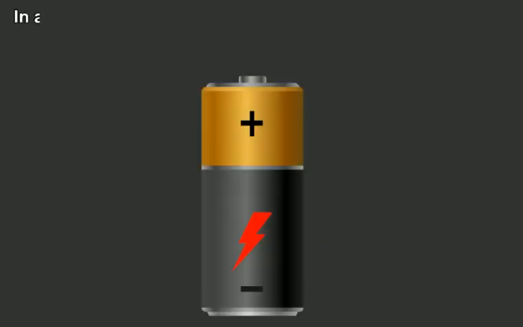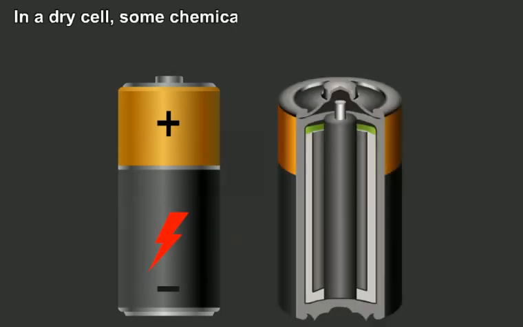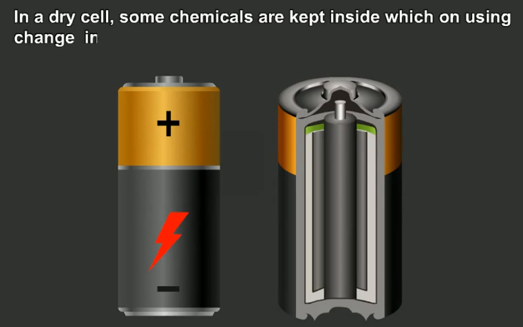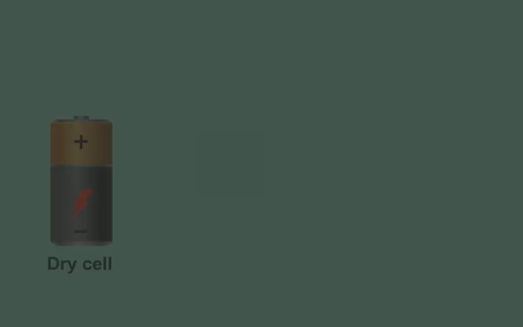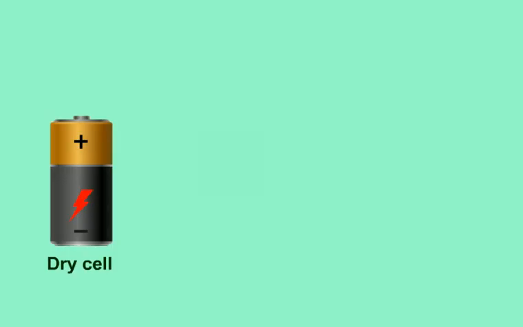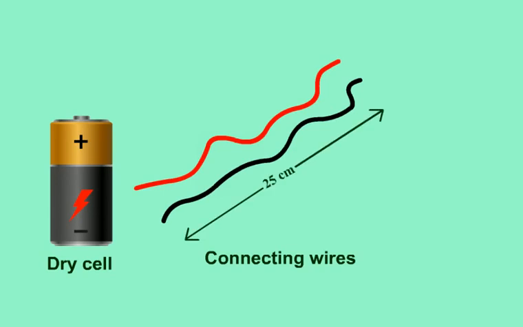Students, in a dry cell, some chemicals are kept inside, which on using change into electricity. Let us perform an activity. Students, take a dry cell, two pieces of connecting wire about 25 cm long, and a torch bulb.